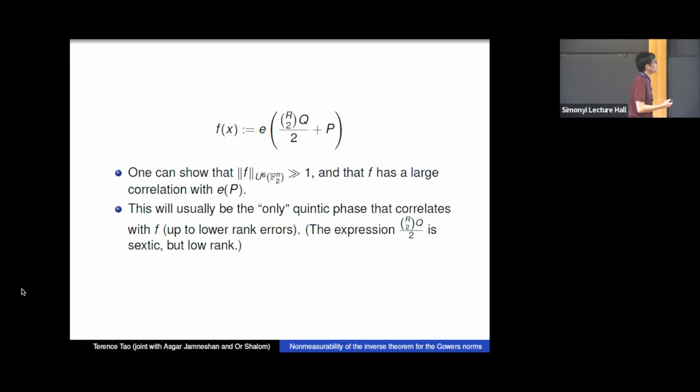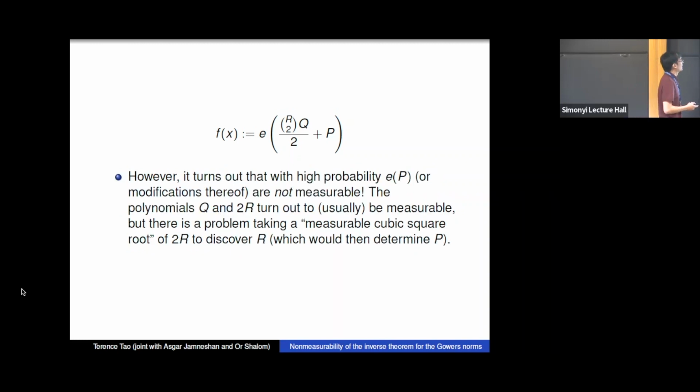So from this formula, we know what it should correlate with. It's E of P. But the thing is, E of P is not measurable. Adding this extra term adds enough interference to F that you cannot reconstruct P. If I give you F and you do all this random sampling of a million shifts and so forth, you can reconstruct Q, and you can reconstruct twice R without much difficulty.